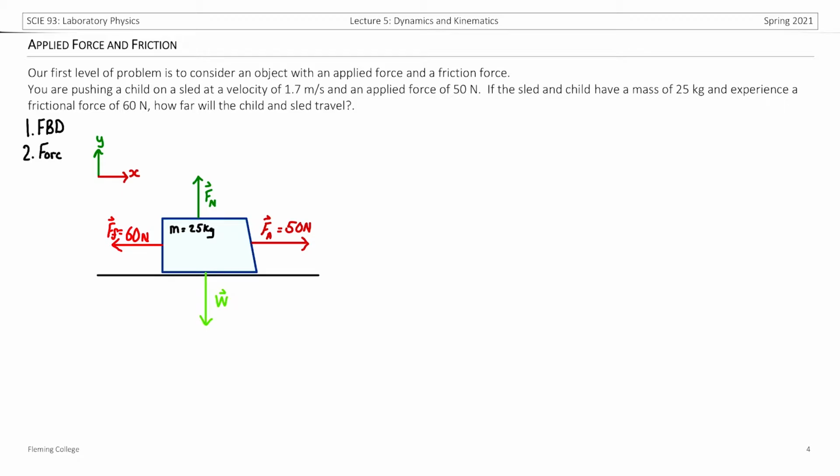Our next step is to consider forces. This problem asks us how far will the child travel.